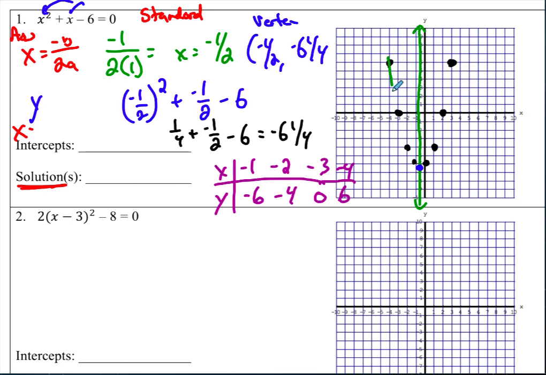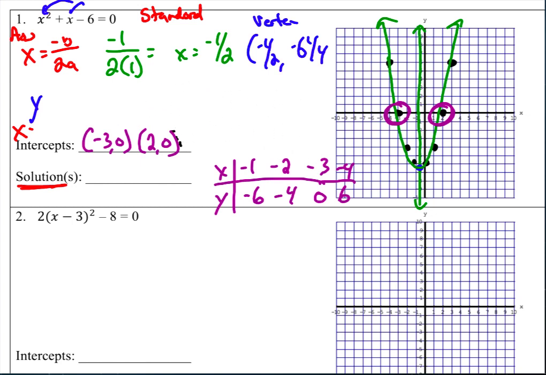So I use my calculator to find those table of values so I can graph the rest of my equation. But what I really want to focus on is where does it cross the x-axis? Those are my solutions. So it crosses at negative 3, 0, and it crosses at 2, 0. Those are my two solutions.